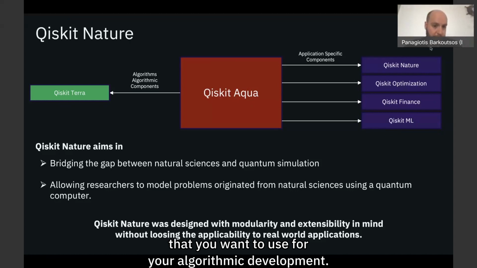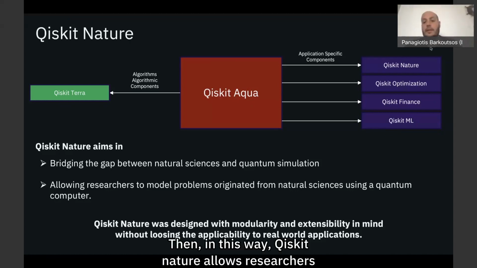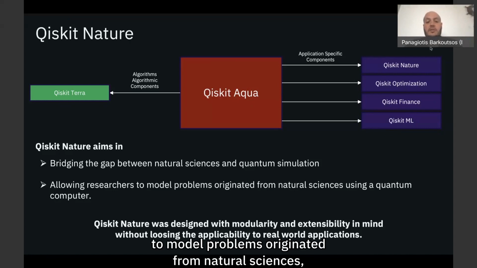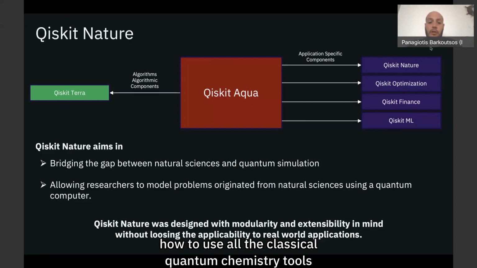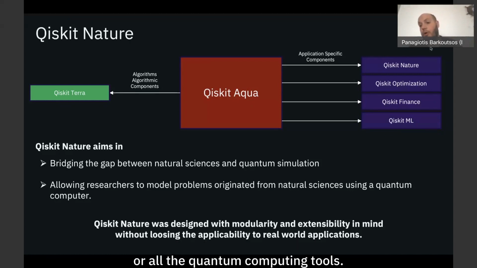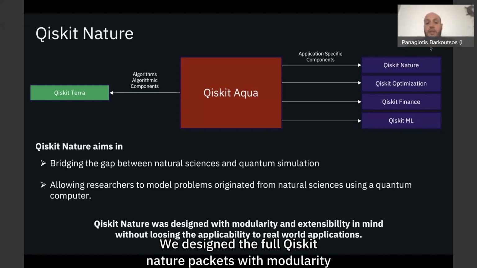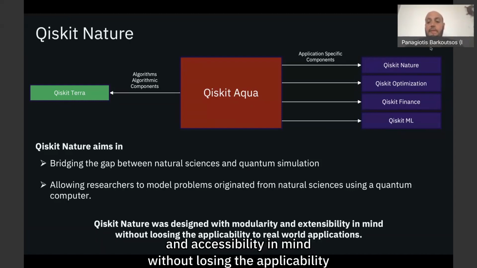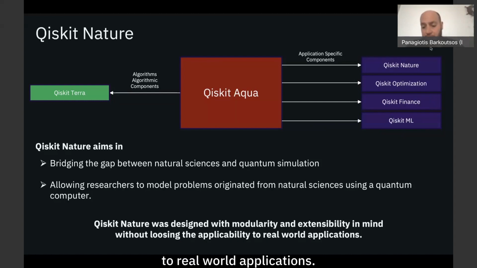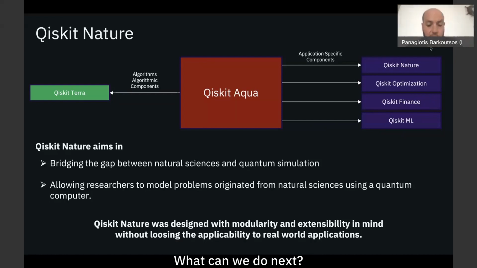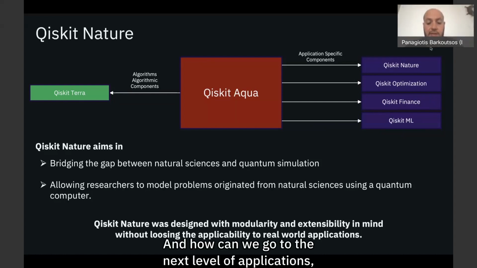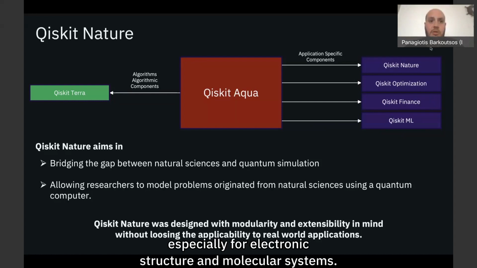for algorithmic development. In this way, Qiskit Nature allows researchers to model problems originating from natural sciences using a quantum computer without the direct need of knowing how to use all the classical quantum chemistry tools or all the quantum computing tools. We designed the full Qiskit Nature package with modularity and accessibility in mind without losing applicability to real-world applications. So we want to think about how we can scale it up, what we can do next, and how we can go to the next level of applications, especially for electronic structure and molecular systems.